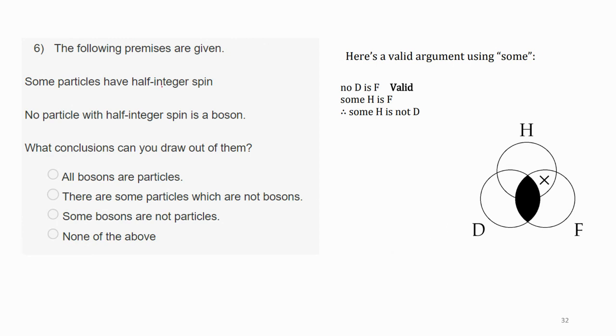Now, some particles have half integer spin means if we call it some H is F, then between H and F some common region will be there, so that will be crossed. And no particle with half integer spin is boson. Sorry, some particles have half integer spin means H and F. So H is the half integer spin and F is the boson.